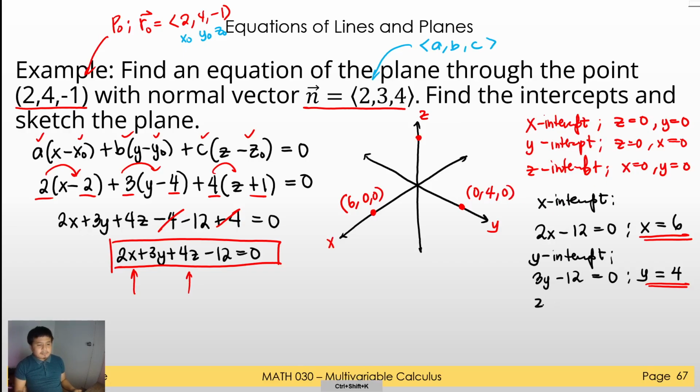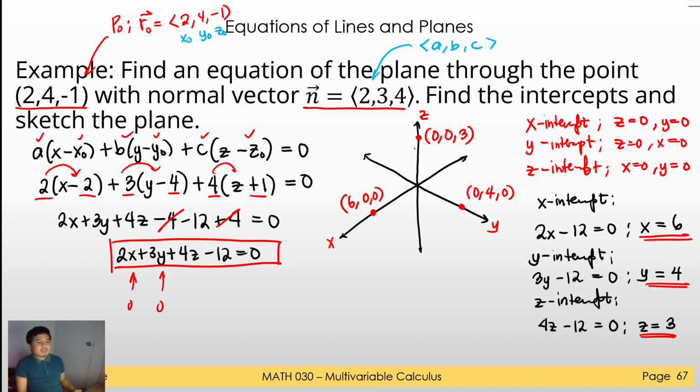Okay, for the z-intercept, we have to make y and x 0. So we only have 4z minus 12 is equal to 0. Therefore, z is positive 12 over 4. So this will be 3. So this will be your coordinate: x is equal to 0, y is equal to 0, z is equal to 3.